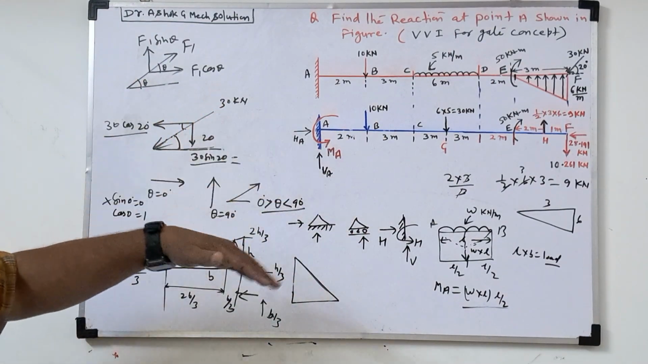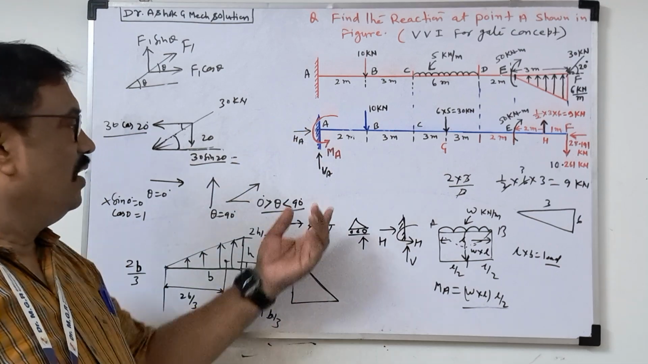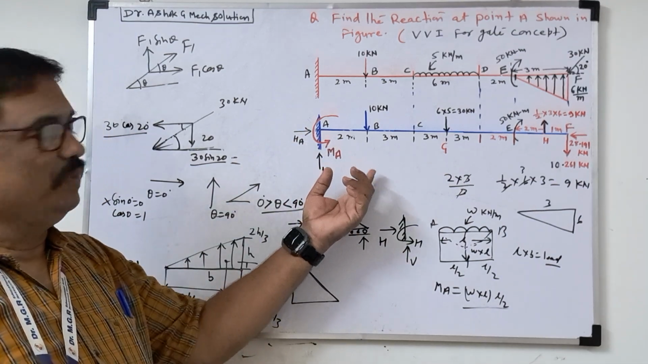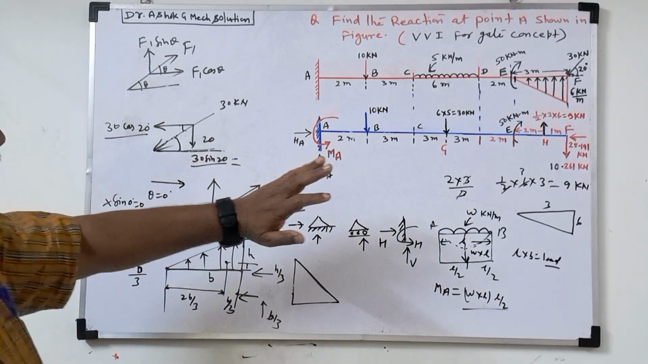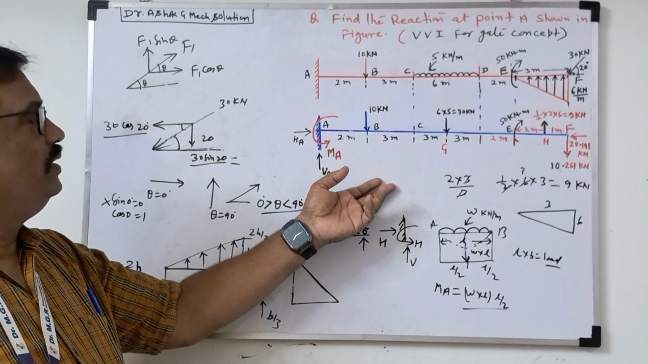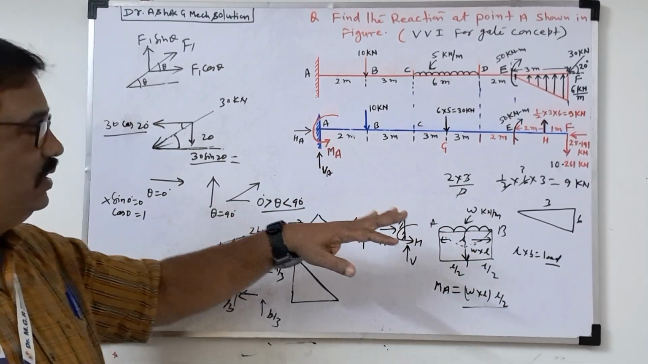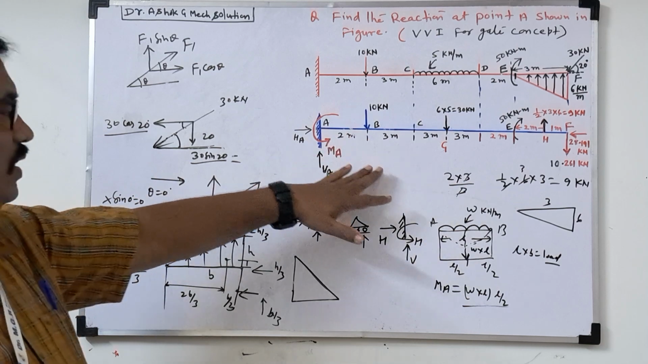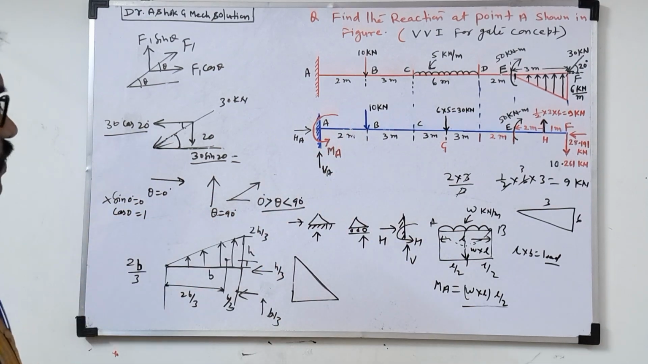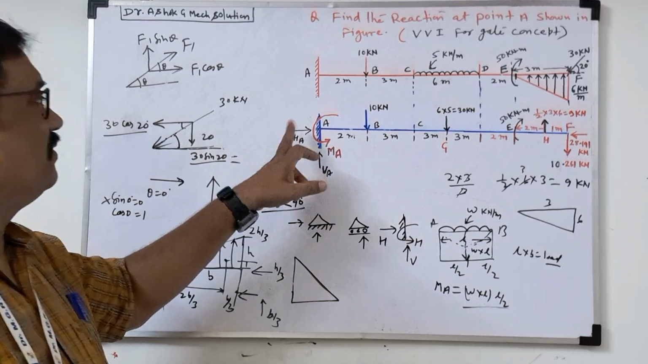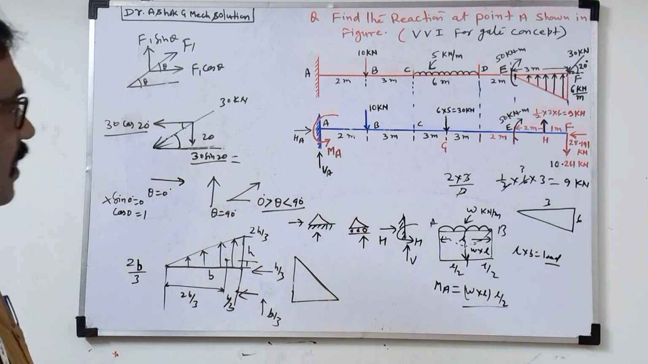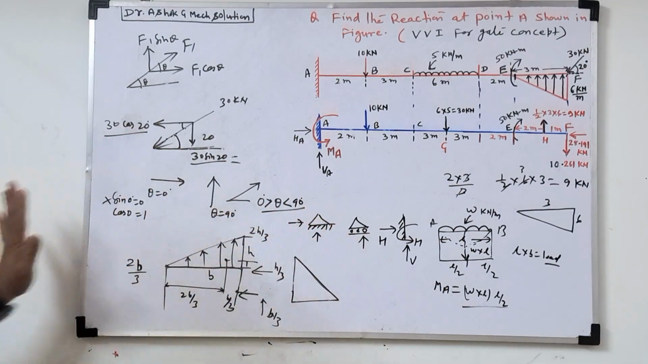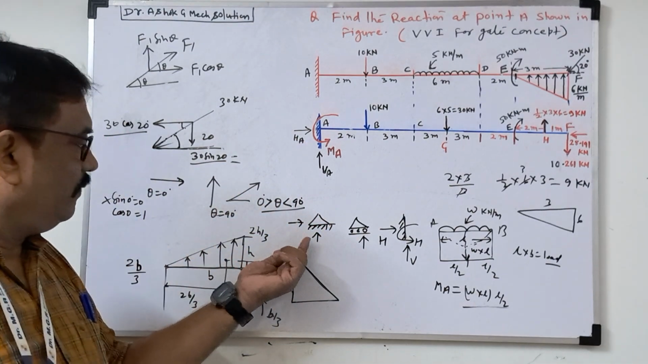Then only we'll go to the three equilibrium equations. Sigma Fh equal to 0, that means total horizontal force equal to 0. Sigma Fv, vertical force, will be 0, total vertical force will be 0. And moment will be taken at point A or somewhere, so that will be 0. That is called the three equilibrium equations we will apply. We'll get the reactions at point A. So these are all the basic concepts required. So listen here.